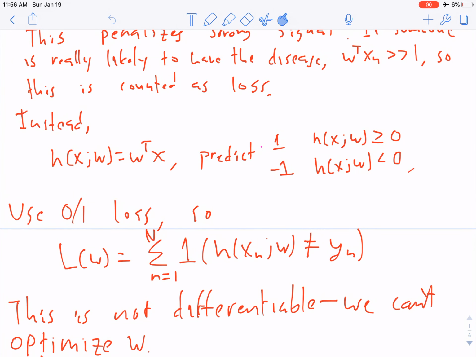So to address this problem, we're going to augment our approach a little bit. Now, we're going to consider h of x given w. We're going to define that function as W transpose x, the dot product of w and x. So that's our linear predictor from our previous discussion. And we're going to predict 1 if this is greater than or equal to 0, and -1 if this is less than 0. And this will help ameliorate our issue because if we have a data point such that W transpose x_n is really, really big, well, we'll just predict 1, which is what we want to predict in that case.